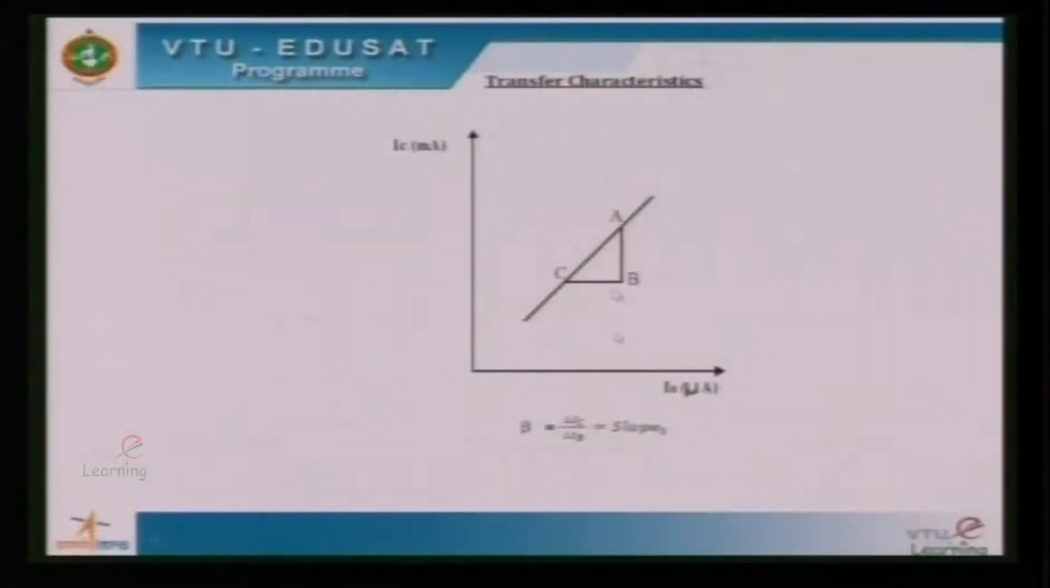Current amplification factor is determined by plotting transfer characteristics. It is plotted between the output current against input current. Output current is IC, input current is IB. IB is measured in microamps, IC is measured in milliamps. You see the linear increase in the value of IC with respect to IB. IB is varied in steps of microamps, whereas IC is obtained in steps of milliamps, ensuring amplification of the order of 10 power 3.